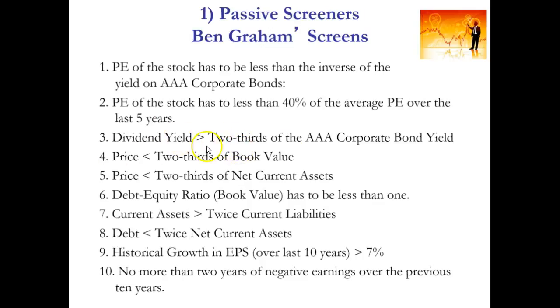He wants stocks that have high dividend yields. So dividend yield has got to be greater than 2/3 of the corporate bond yield. And stocks that have a low price relative to both their book value and their net current asset value.